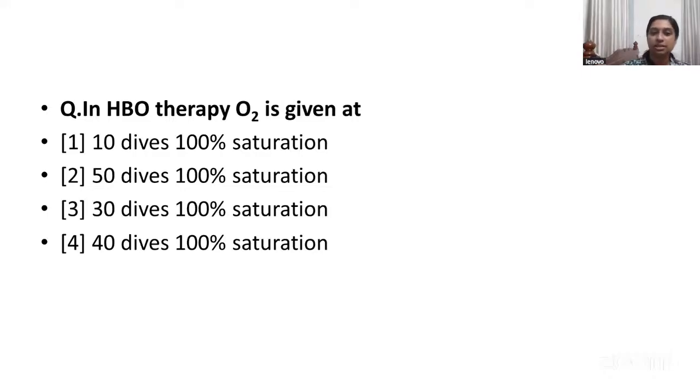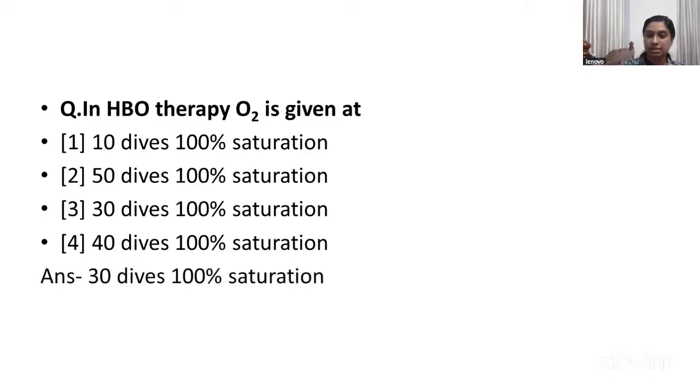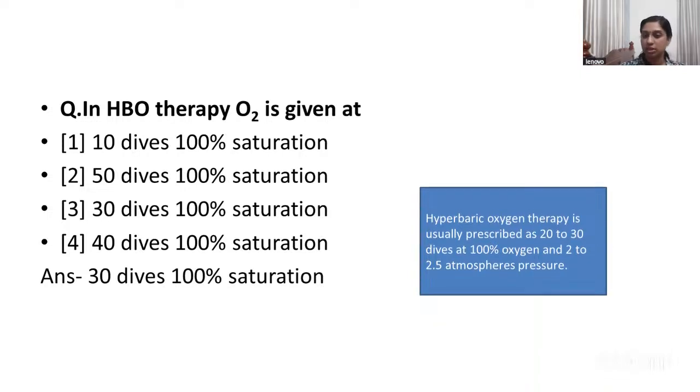So next question is, in hyperbaric oxygen therapy, oxygen is given as... The options are 10 dives at 100% saturation, 50 dives, 30 dives, 40 dives. It's just a memorizing type of question. That is 30 dives in 100% saturation. It's the answer. So usually in HBO, we prescribe 20 to 30 dives at 100% oxygen and 2 to 2.5 atmosphere pressure. That you have to learn by heart.